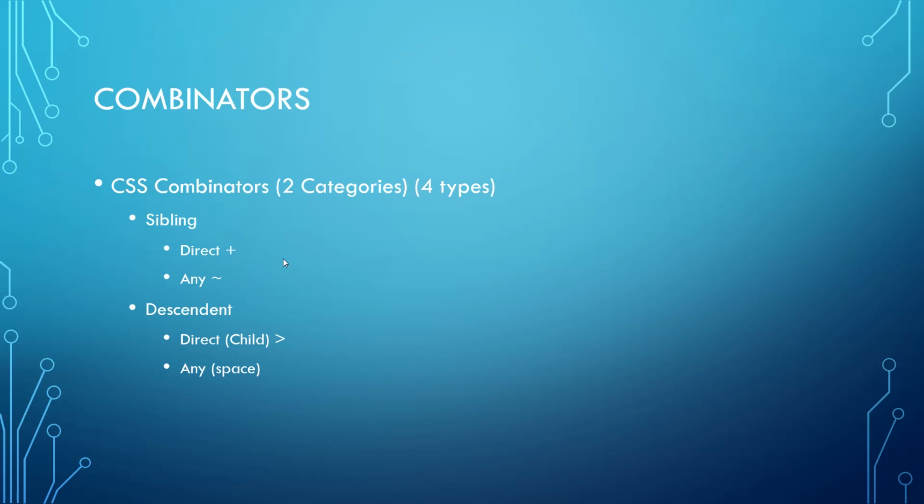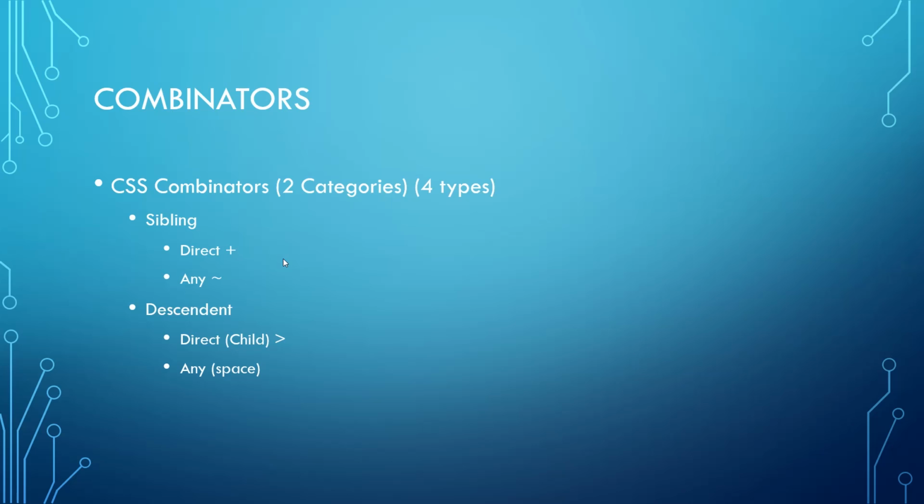So the direct sibling is the sibling that is right next to you, right? The sibling that follows next to you in terms of the HTML layout. 2 paragraphs in a row. Any sibling is, say, if it was between 2 paragraphs, would be with the tilde. That means it doesn't have to be the sibling that directly follows, but could be a sibling anywhere on the page.